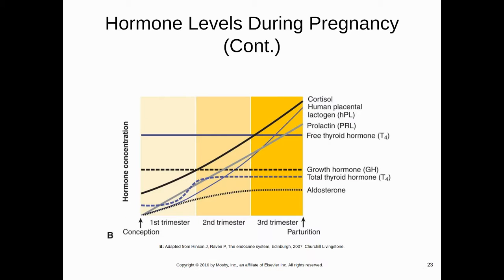Okay, so by the time you've reached the point of delivery, the one thing that's really going to spike is your cortisol and your prolactin. The other ones are all going to stay the same or jump a little bit, but those are the ones that indicate that it's time to deliver the baby.